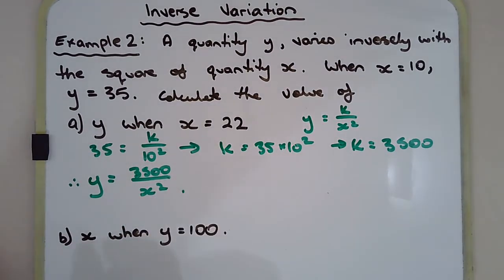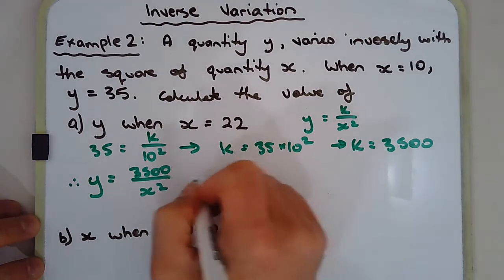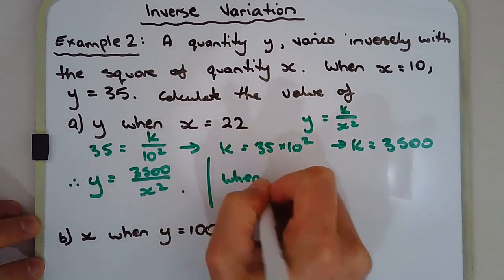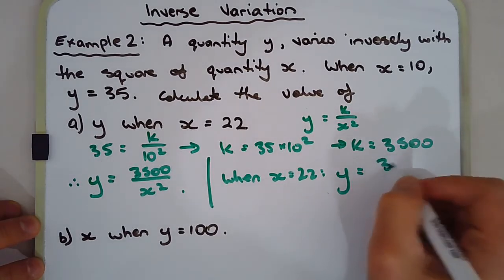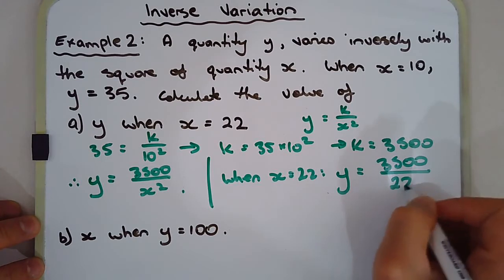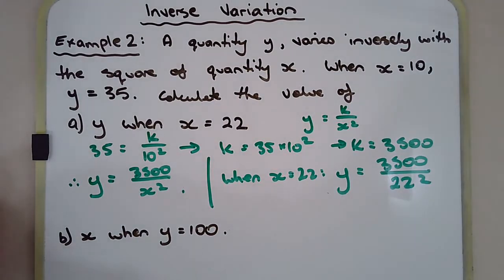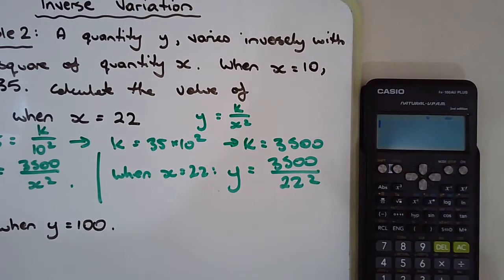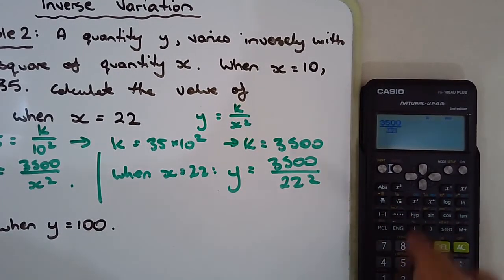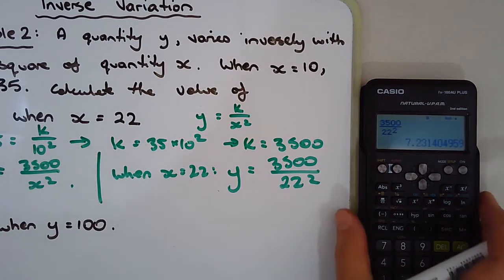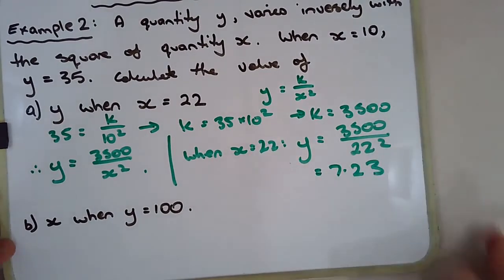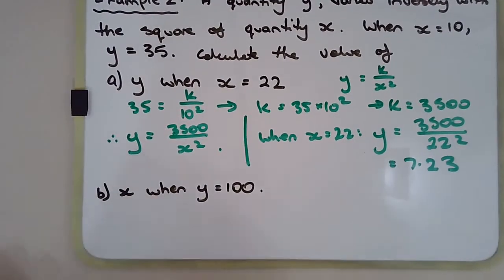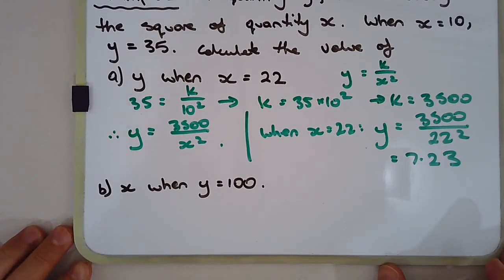So when x is equal to 22, y is equal to 3,500 over 22 squared. Let's evaluate that expression, and we get 7.23. Let's just keep it to 2 decimal places. So that equals 7.23. Now part B, find the value of x when y is equal to 100.